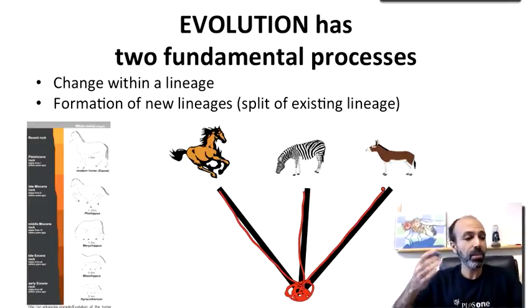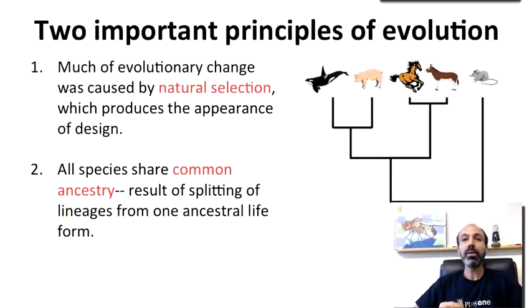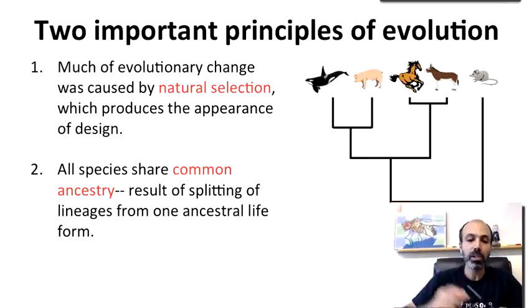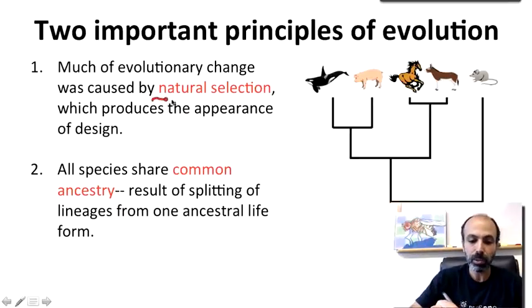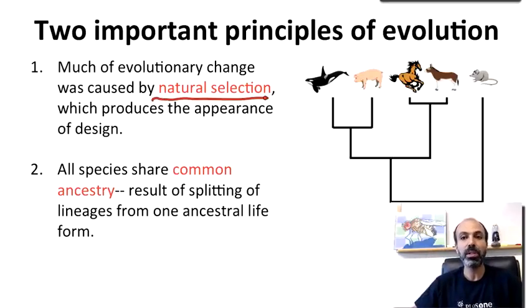From these two processes, there are two fundamental principles of evolution that I'd like to emphasize. The first is that much of evolutionary change, much of what's happening within a single lineage, is caused by natural selection. And it's this natural selection that produces the appearance of design that I talked about in a previous video as being something that sometimes causes confusion and misunderstanding.